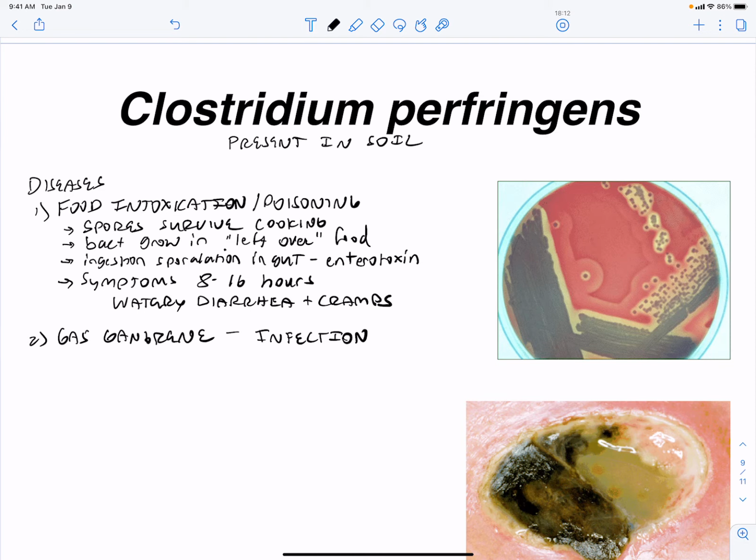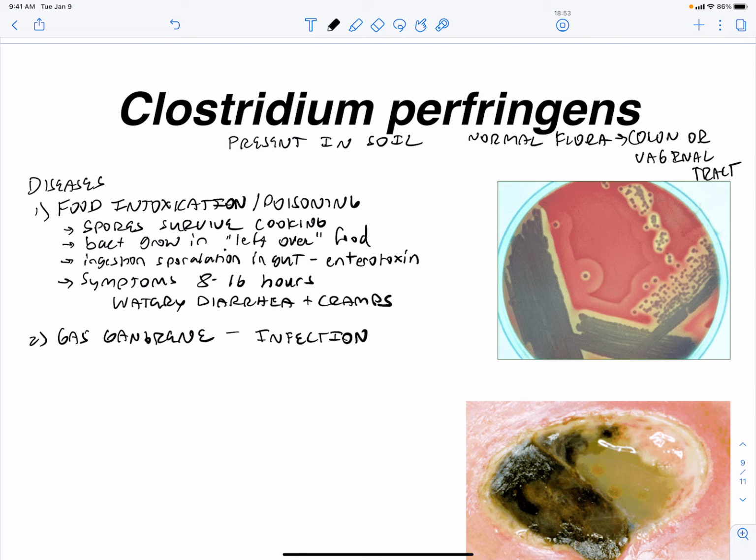Now, Clostridium perfringens is also going to be present in the soil. It can be normal flora, and this can be in our colon or vaginal tract. Now, this is going to be associated with food intoxication and poisoning. The spores are going to survive cooking. They're going to germinate in leftover foods, and then you ingest them, and they're going to germinate in the gut and produce an enterotoxin.